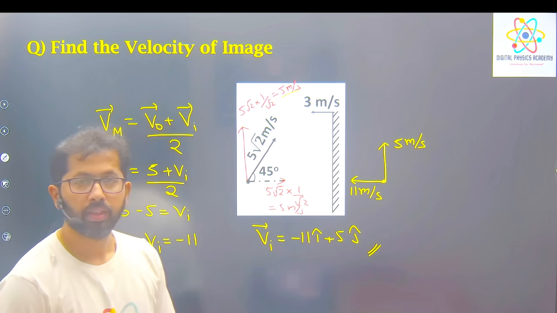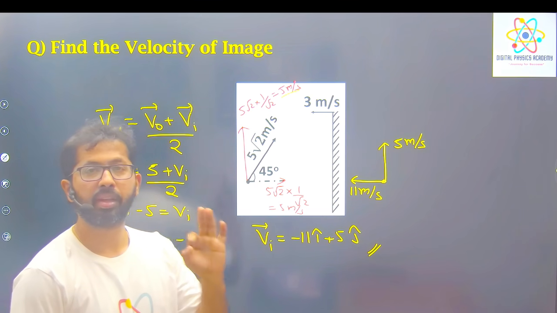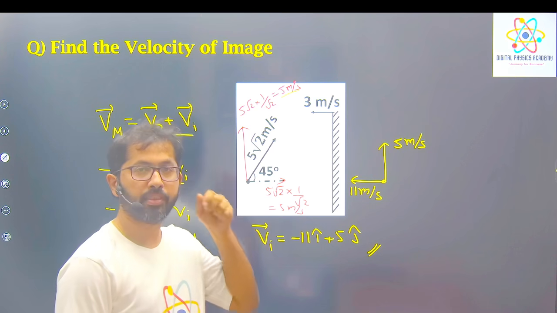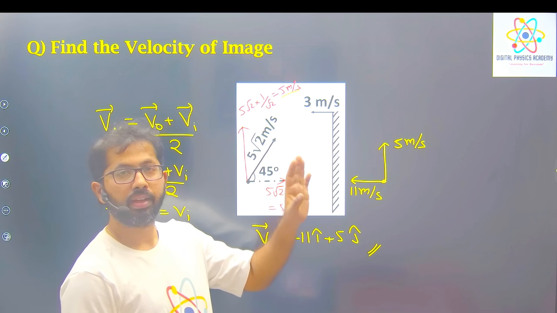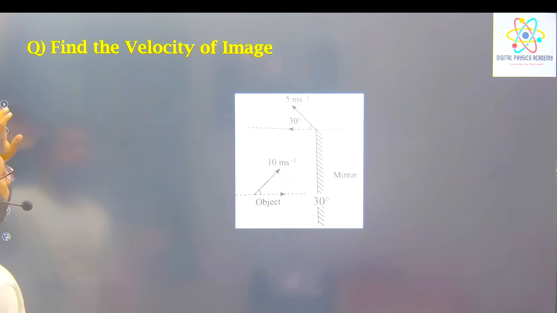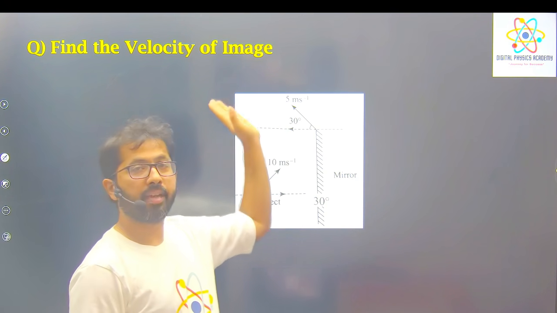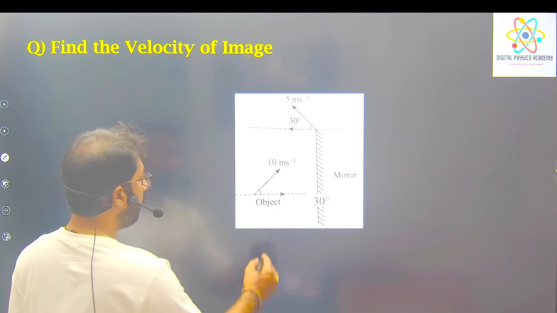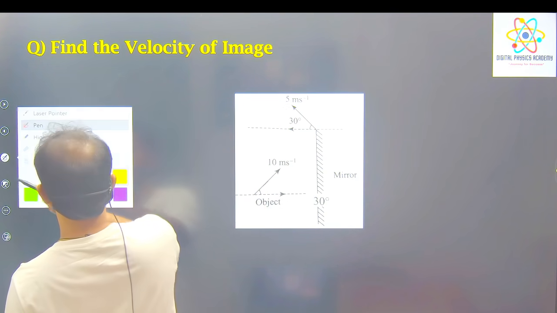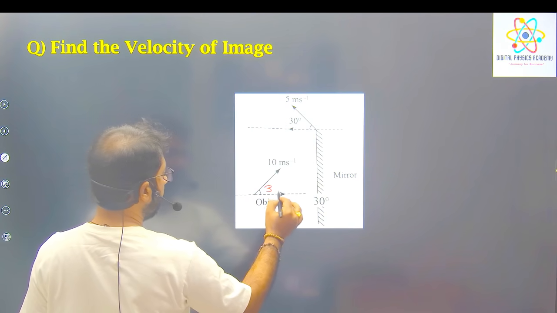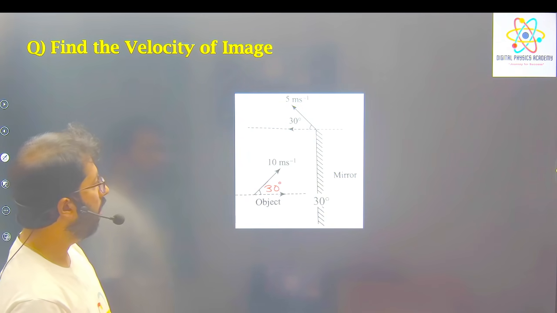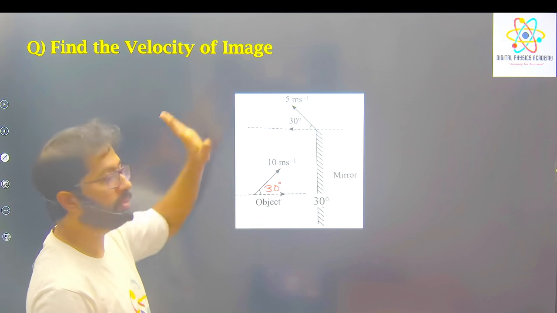Understood? So in a plane mirror you have only two cases, only two cases. One is perpendicular, one is parallel. Okay? Now look, the mirror is also moving in a triangle. And this angle they have given as 30 degrees. This angle they have given as 30 degrees. Now we have to find the velocity of the image.